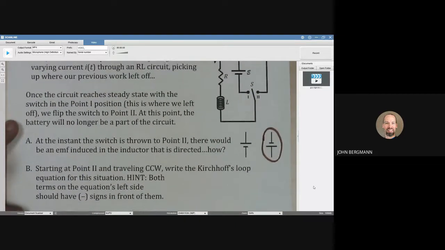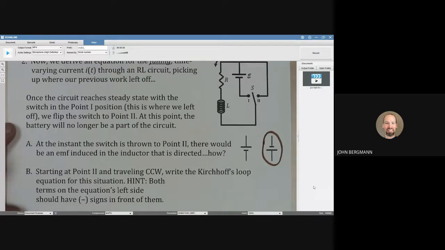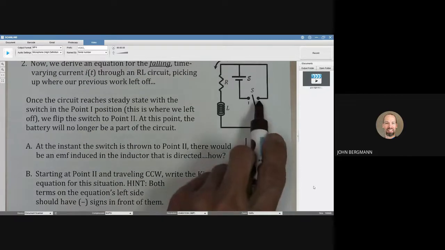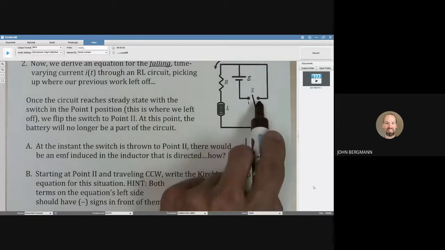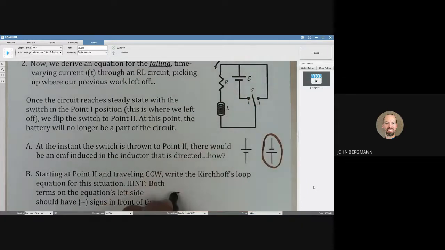Starting at point 2 and traveling counterclockwise, let's write the Kirchhoff's loop equation for this situation. I've given you a hint here. Both terms on the equation's left side should have negative signs in front of them. When we flip this switch over to point 2, we're going to go all the way around the circuit. So let's start at point 2, and the first thing we run into is a minus IR. And then whenever we go through an inductor, we have to say minus L di dt. And then we're back to our starting point, which was point 2.